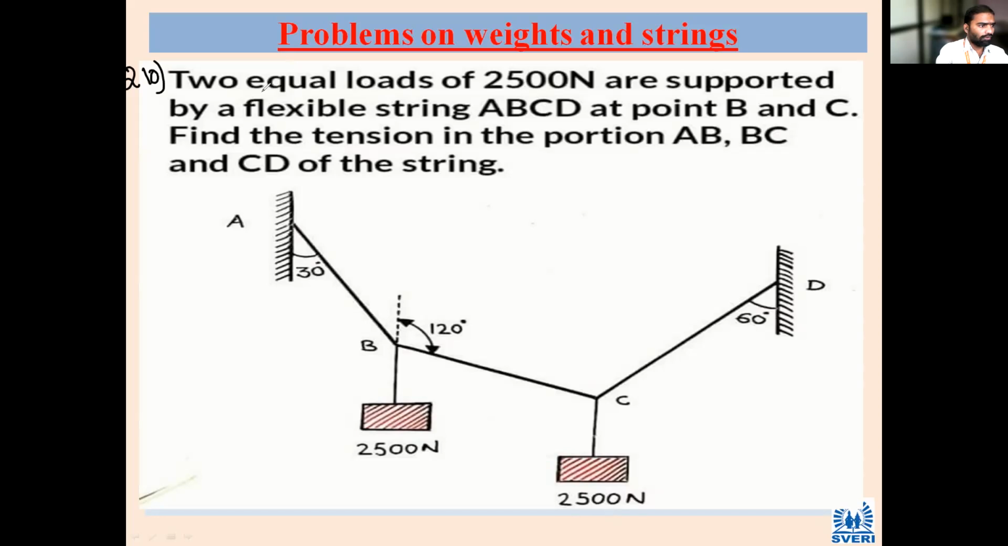Two equal weights, two equal loads of 2500 Newton, are supported by a flexible string ABCD at points B and C. Find the tension in the portions AB, BC and CD of the string.